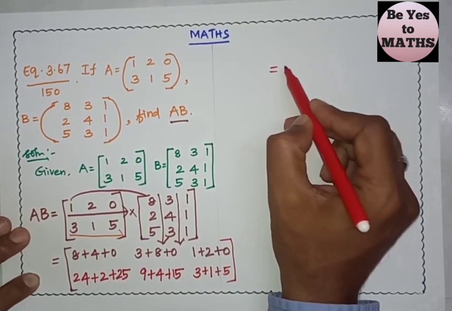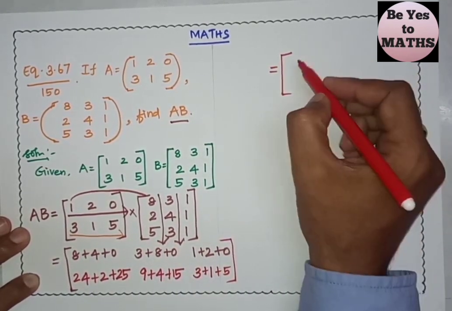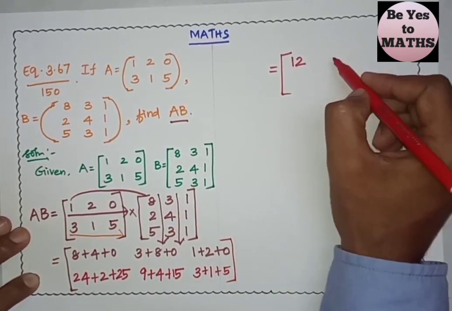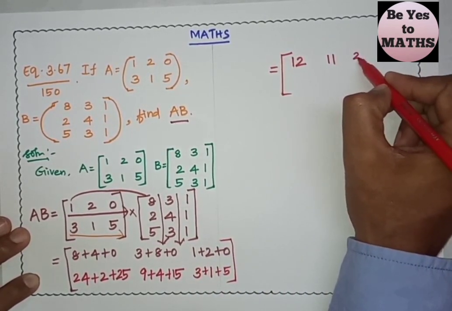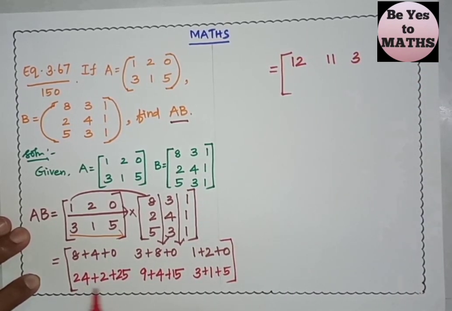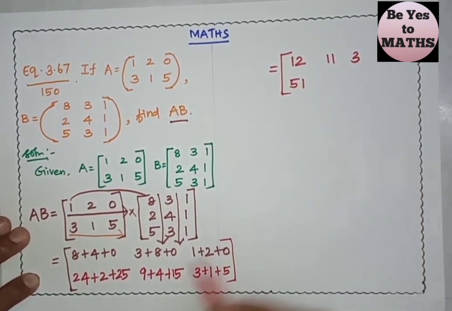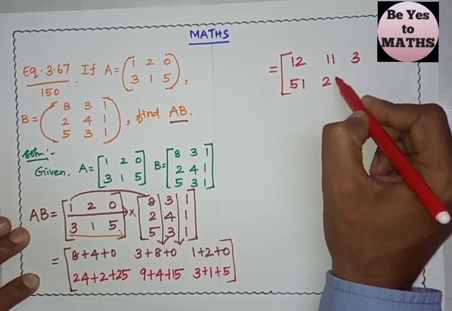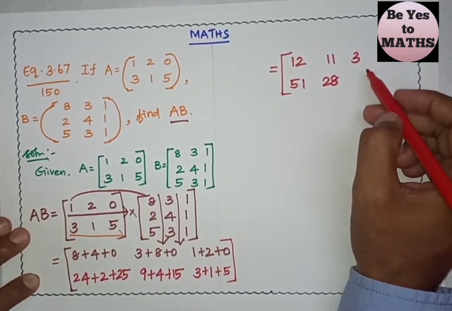The next step is 8 plus 4, 12. 12 plus 0, 12. 3 plus 8, 11. 11 plus 0, 11. So 1 plus 2 is 3. The second row is 24 plus 2, 26. 26 plus 25, 51. 9 plus 4, 13. 13 plus 15, 28. 3 plus 1 is 4. 4 plus 5 is 9.